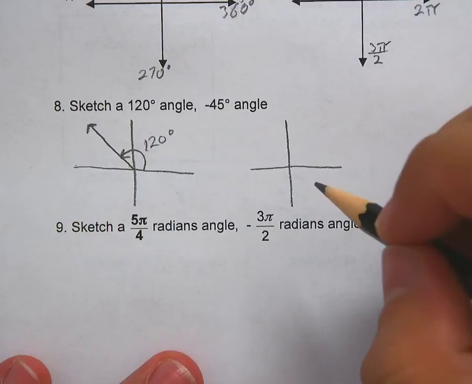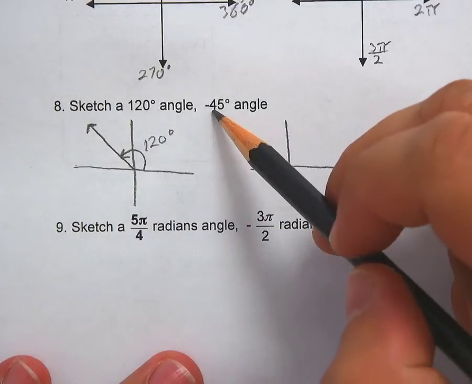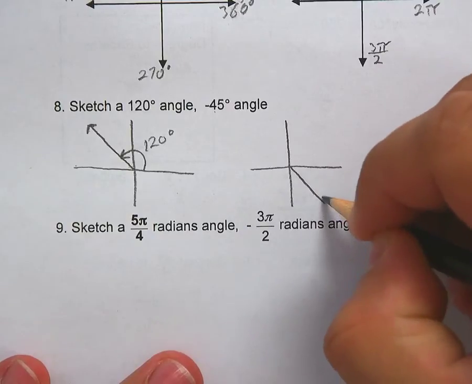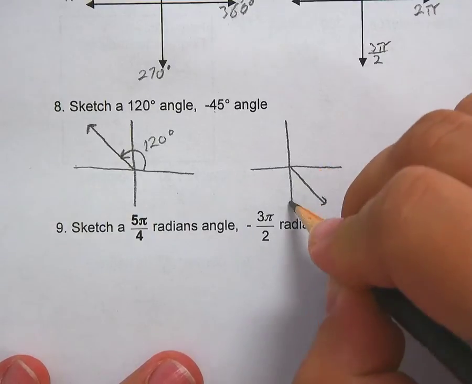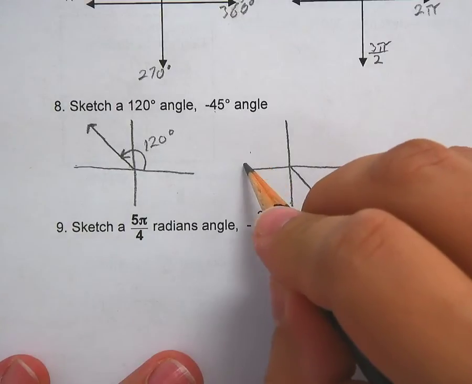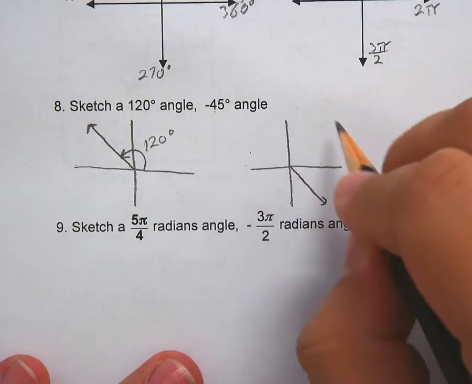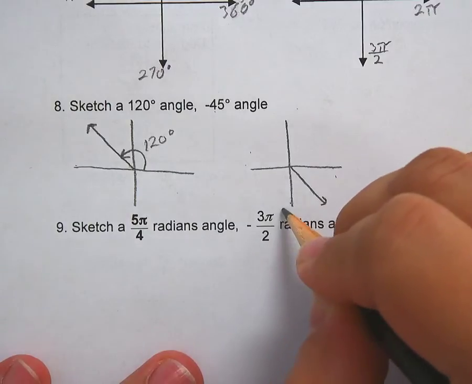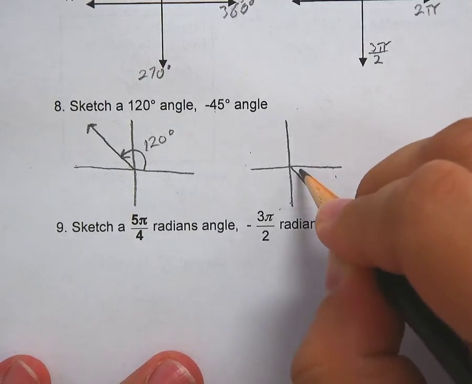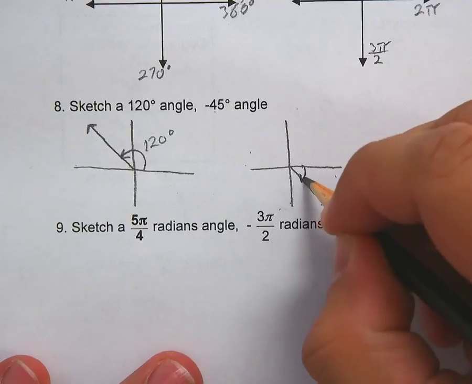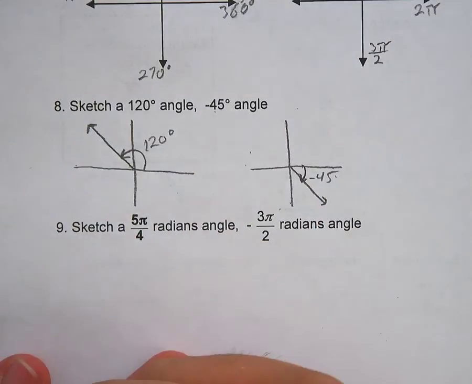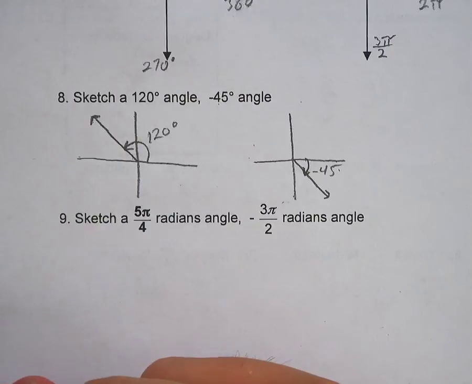So for a negative 45 degree angle, now we're going in a clockwise rotation because it's negative. So here's negative 90, negative 180, negative 270, negative 360, because we're going this way. So if this is 0, this is negative 90, that means negative 45 is going to be between 0 and negative 90, excuse me.